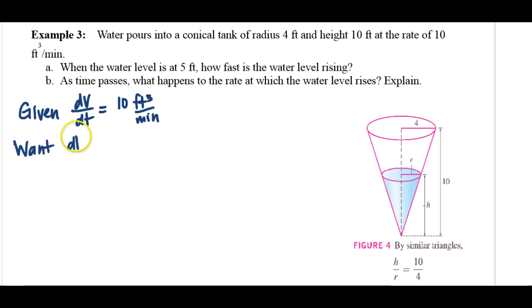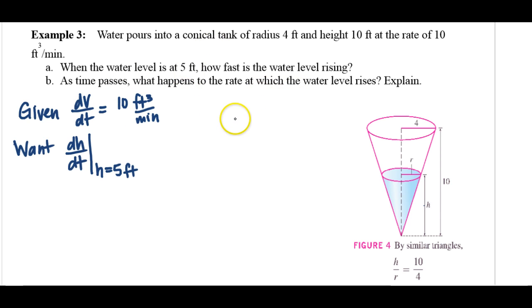So here's what I want. I want dh/dt when, and I'm going to start to use this notation, when the height of the water is at 5 feet. So I want dh/dt when h is 5, given that the water pouring in is 10 feet cubed per minute. That's the rate that the water is pouring in.